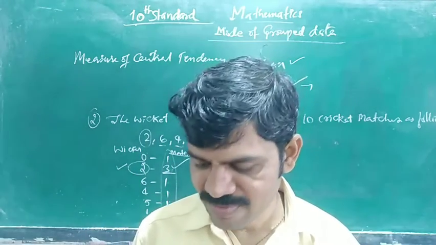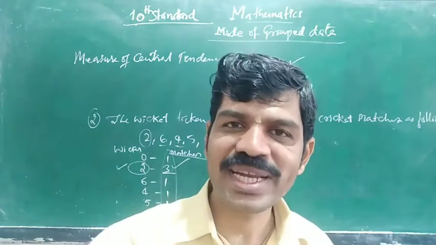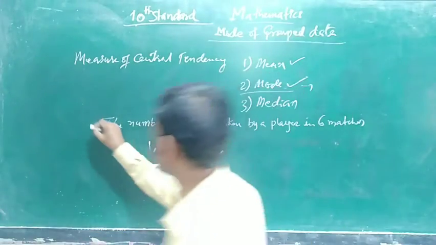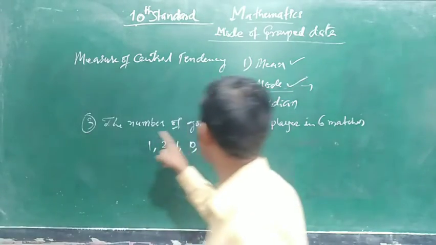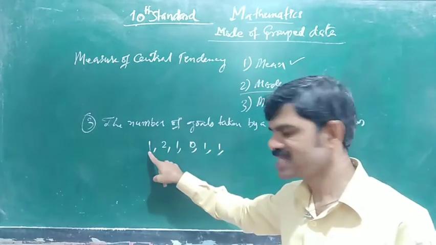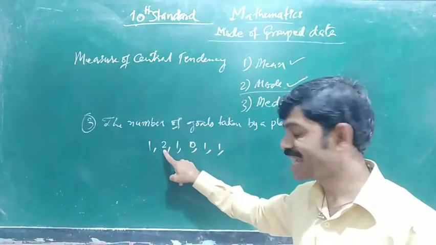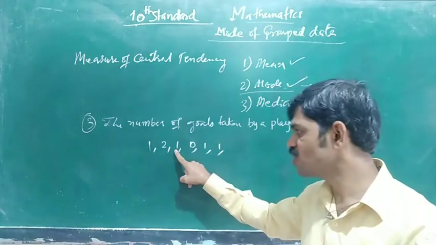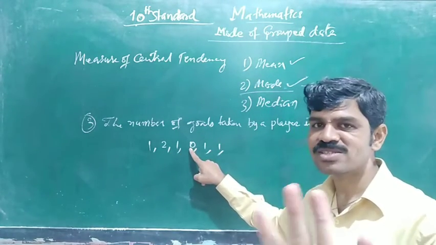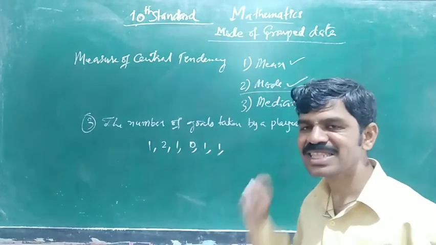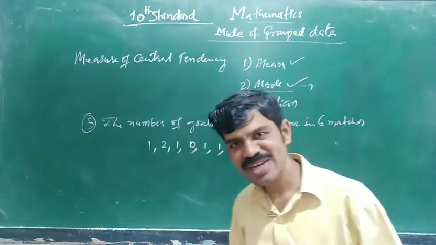Okay, fine. I'll take one more example to make it understand. Let us see this example. This is the third example: the number of goals taken by a player in 6 matches. In the first match he has taken 1 goal. In the second match he has taken 2 goals. In the third match he has taken 1 goal. In the fourth match he has taken 0 goals. In the fifth and sixth he has taken 1 goal.